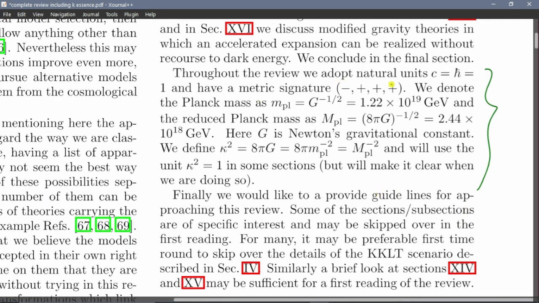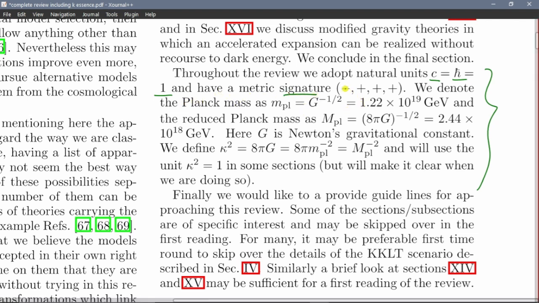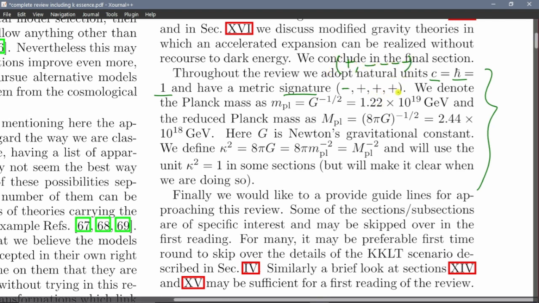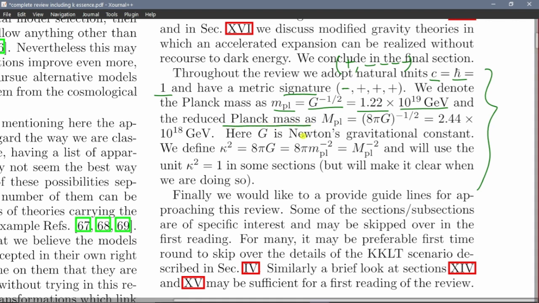Now, throughout the review, we adopt natural units, with the speed of light and Planck constant set to 1, and a metric signature. We will use the metric signature minus, plus, plus, plus. In particle physics, you will work with plus, minus, minus, minus. In cosmology or general relativity, we work rather with minus, plus, plus, plus. We denote the Planck mass M_PL = G^(-1/2), where G is Newton's gravitational constant, which comes out to be 1.22 × 10^19 GeV in energy scale, and the reduced Planck mass M_PL = (8πG)^(-1/2), which is equal to 2.44 × 10^18 GeV.